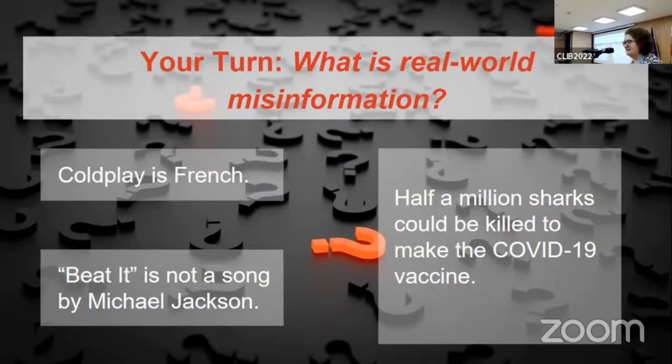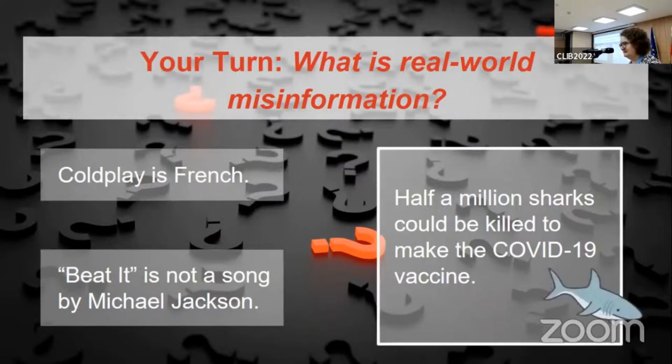Yeah, so thanks for this lovely discussion. So the answer is 500,000 sharks, and it's real world misinformation. But why am I showing that? Because the other examples are taken from the FEVER data set, which is the most common data set in NLP for fact checking. And you can see they look pretty much different.